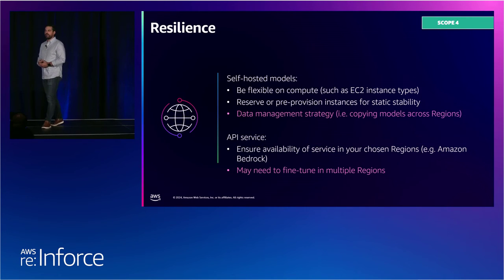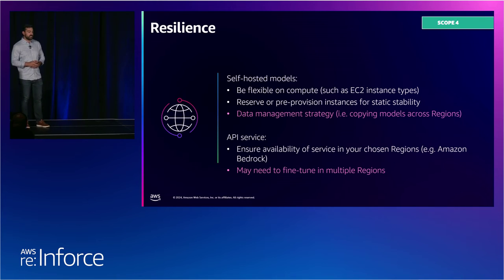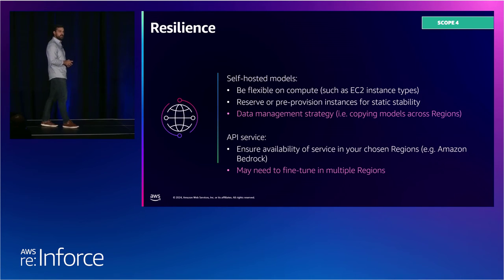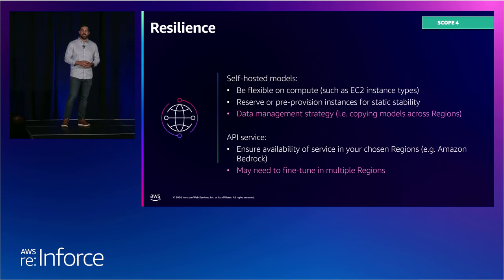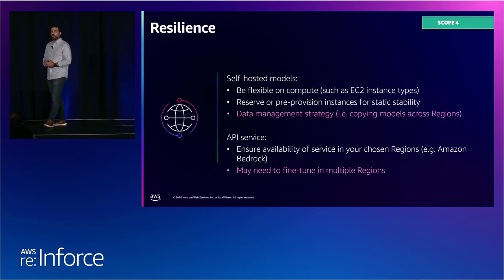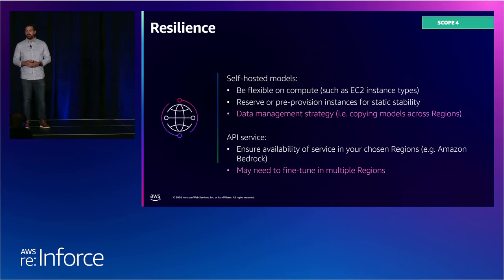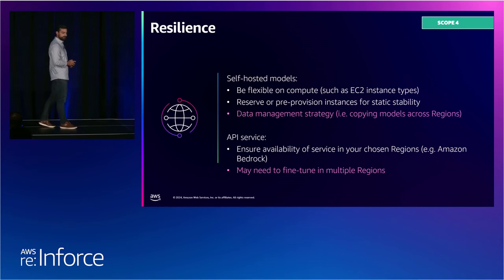In resilience for Scope 4, we have the addition on the self-hosting side of a data management strategy, as you have that new fine-tuned data that you want to replicate potentially to another region in the event that you do need to fine-tune another model in another region. And for the API services, you may want to consider fine-tuning the model in another region and making it available in the event that you did need to fail over to another region or leverage that model in another region for any reason.